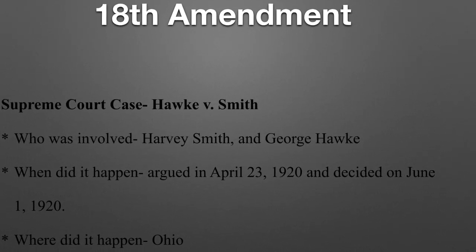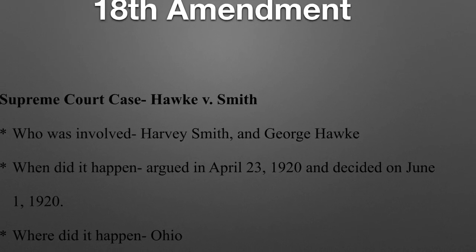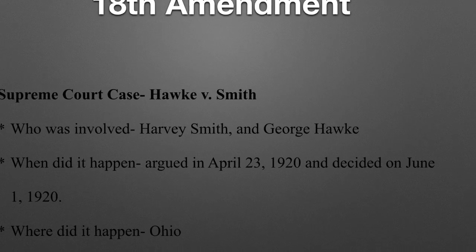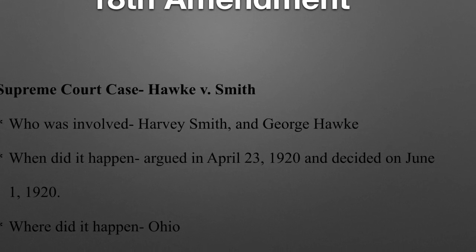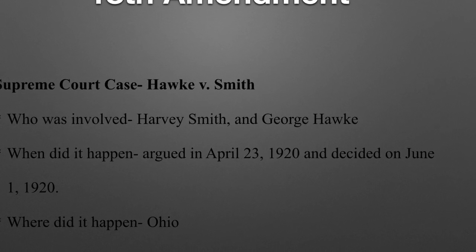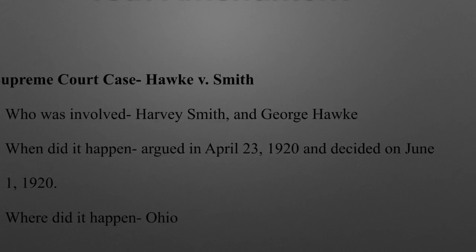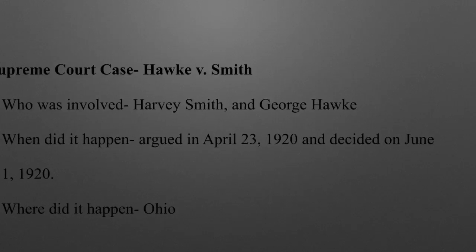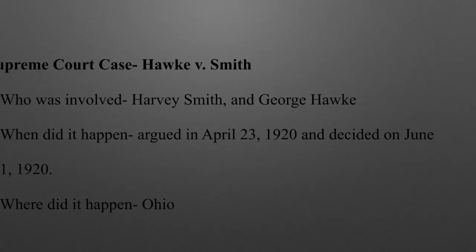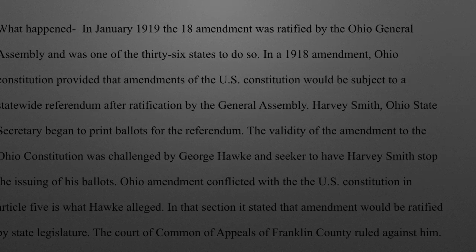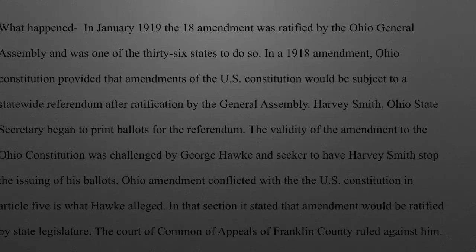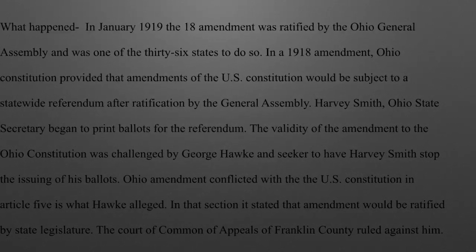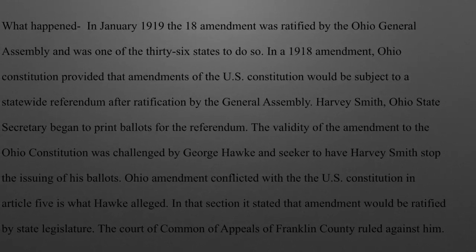Supreme Court case Hawke versus Smith. Who was involved? Harvey Smith and George Hawke. When did it happen? It was argued on April 23, 1920, and decided on June 1st, 1920. Where did it happen? Ohio. What happened? In January 1919, the 18th Amendment was ratified by the Ohio General Assembly, one of the 36 states to do so.